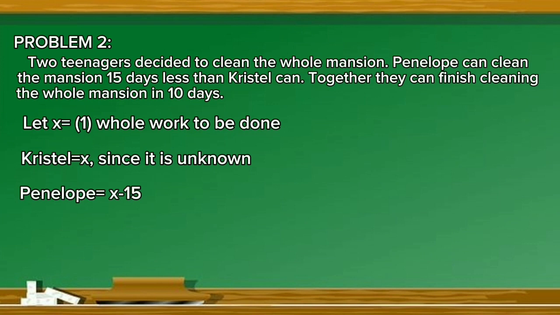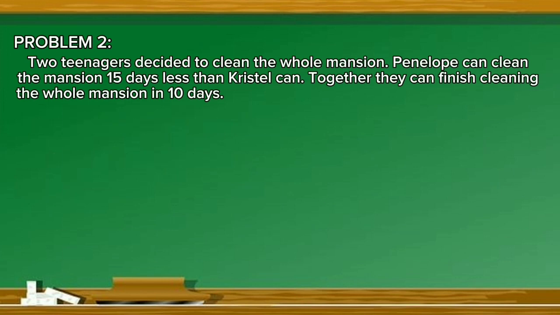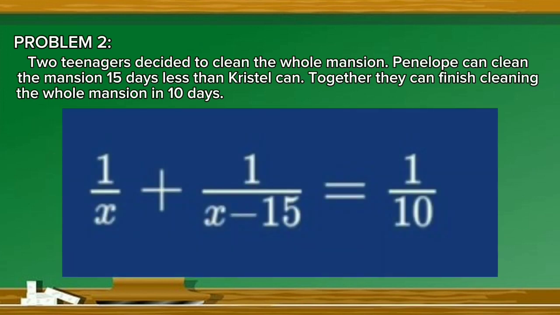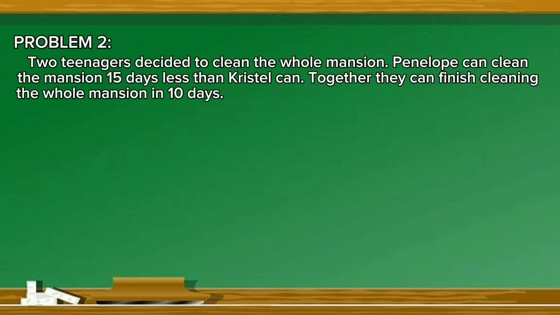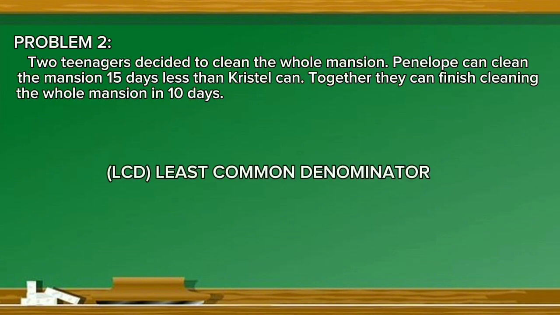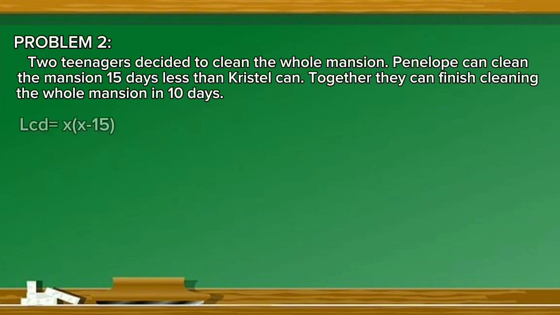Hence, work over the days they can finish: 1 over x plus 1 over x minus 15 equals 1 over 10, where 10 is the number of days they can finish the work together. Just like solving rational algebraic expressions, we will first get the LCD, least common denominator. LCD equals x times the quantity x minus 15. Just simply multiply if there is no common denominator. Now, let's do the cross multiply.